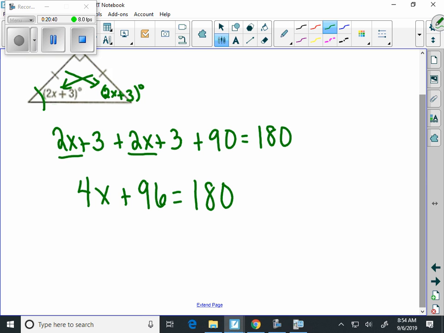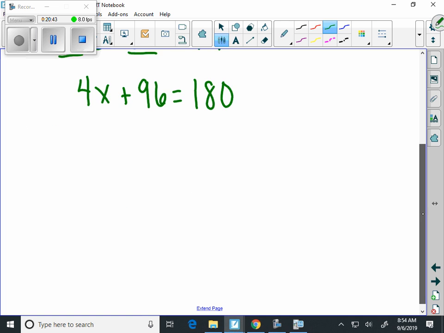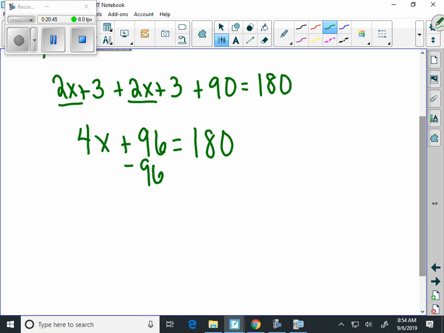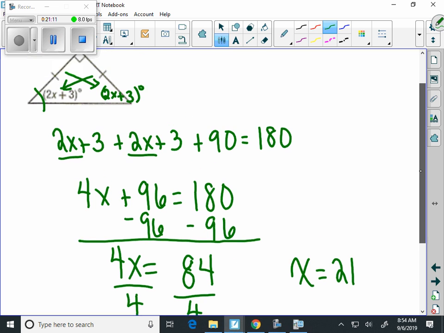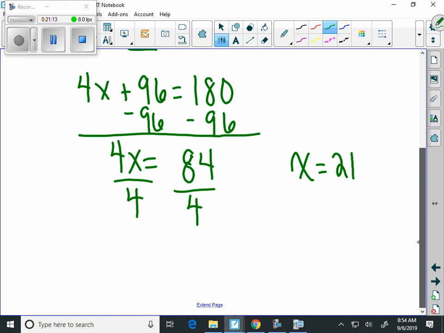And then we can subtract 96 from both sides. And we end up with 4x equals, well, 10 minus 6 is 4, and 17 minus 9 is 8. 84. Divide both sides by 4. And what we end up with then is x equals 21. Once again, I want to check my directions and make sure, find the value of x. So we're good there.